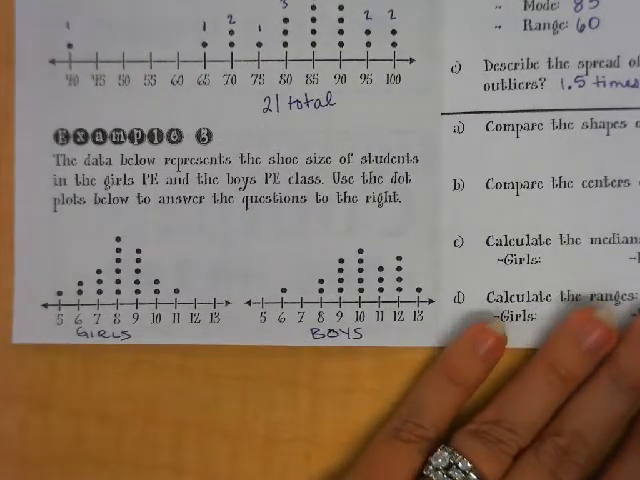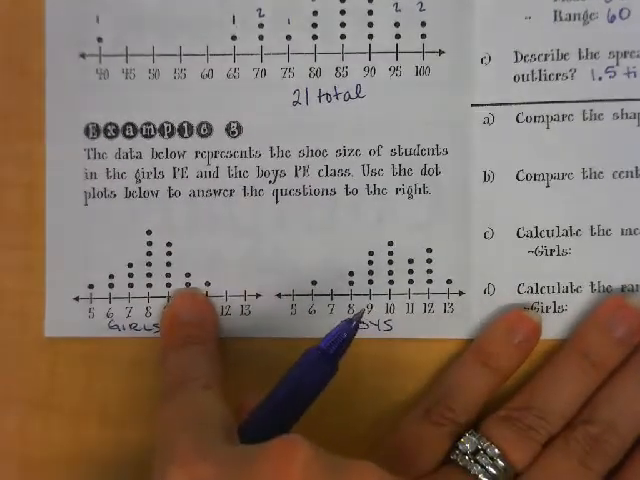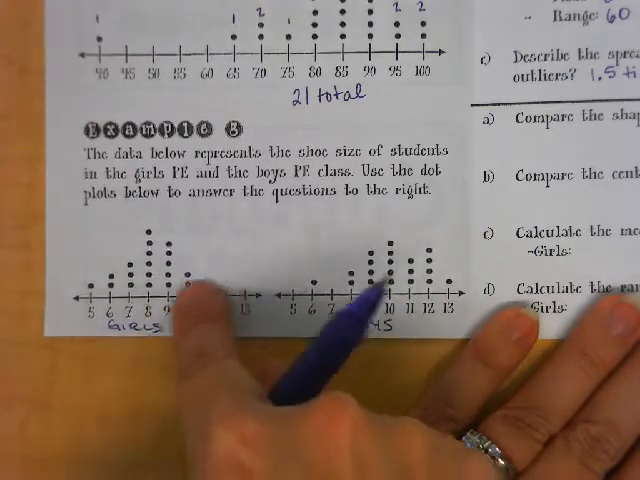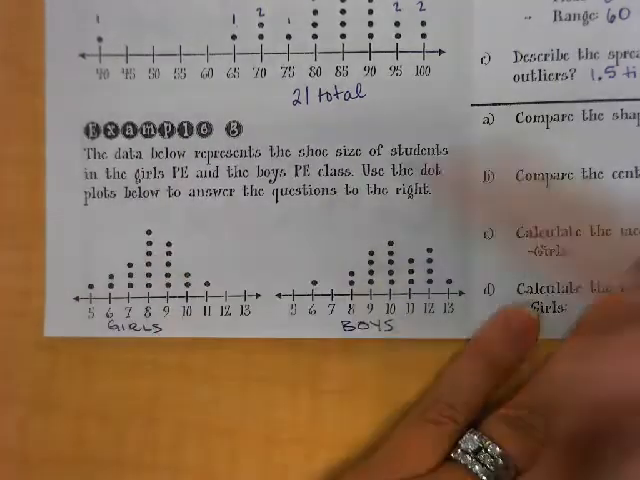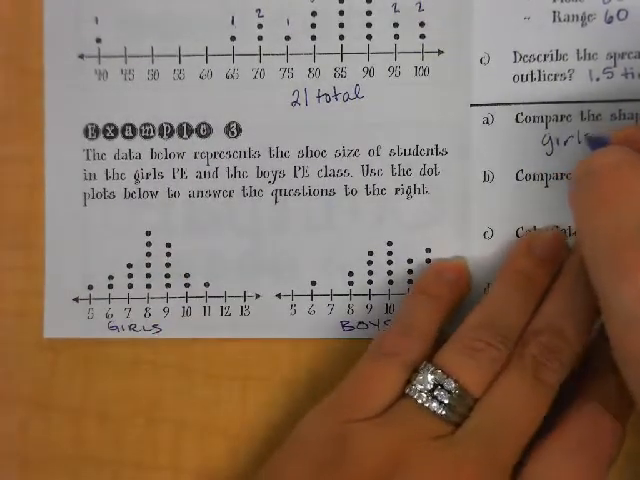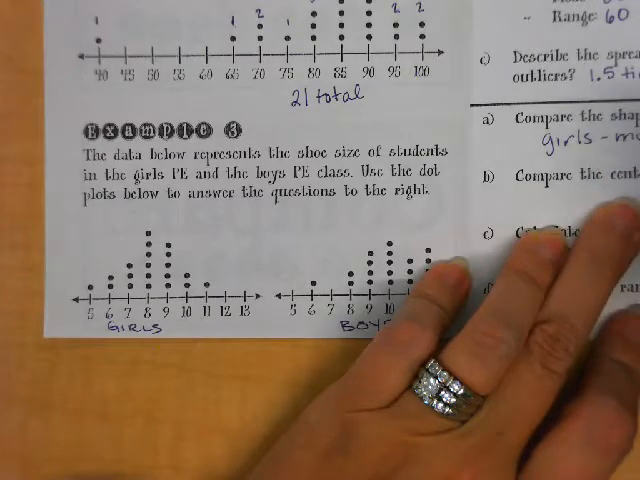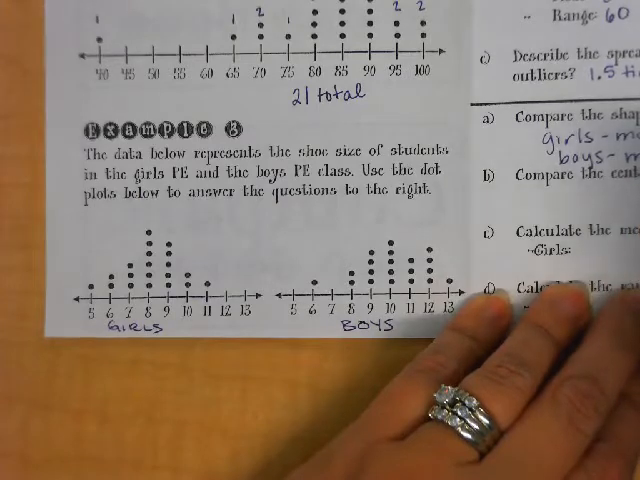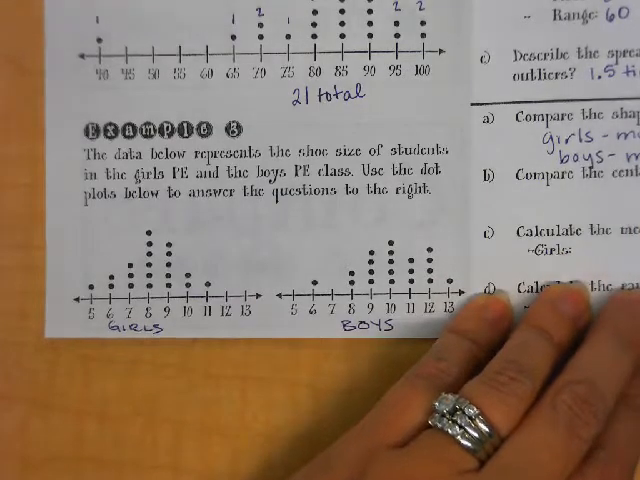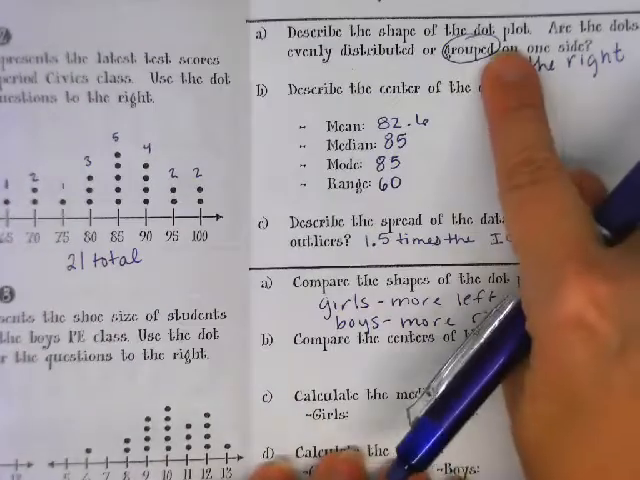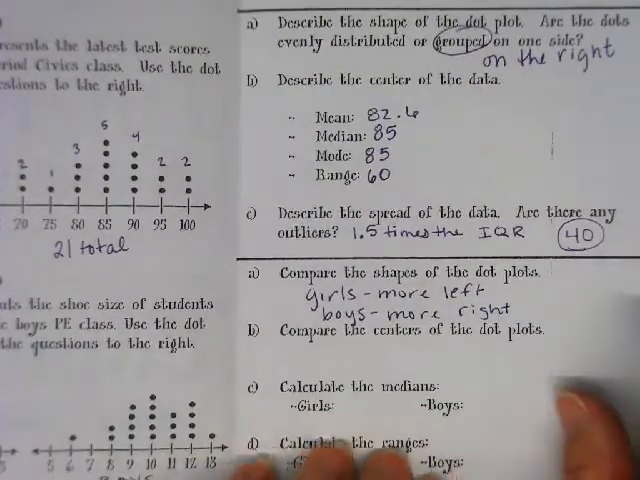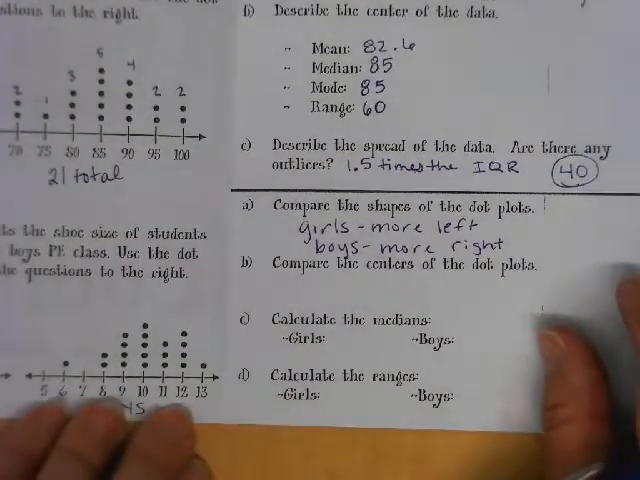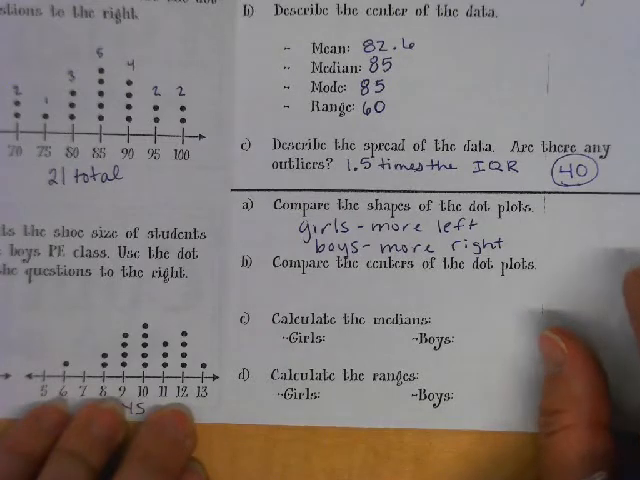Neither are symmetrical. These are more what? The shapes, right? This one has the shape more to the left. And the boys are more what? More right. Okay, and so that goes back to, we had one up here for A, right? So that we use the word skewed, meaning it's towards that direction. What do you think about the centers? Are they the same or are they different?